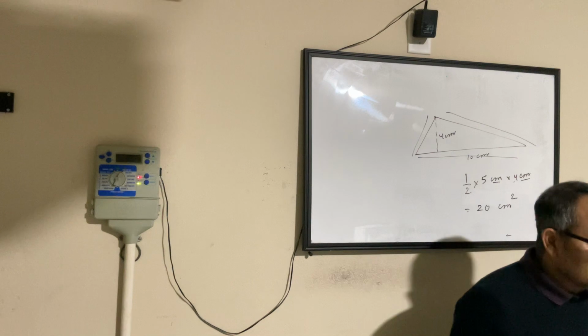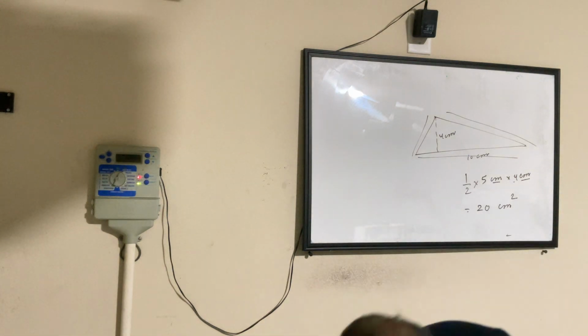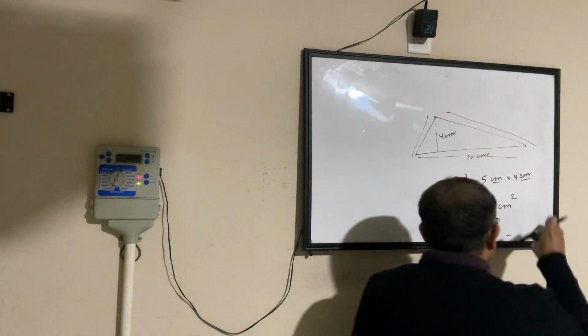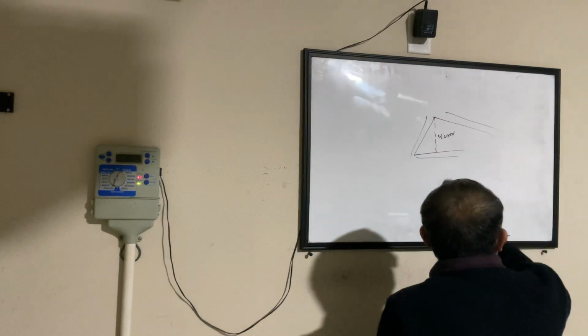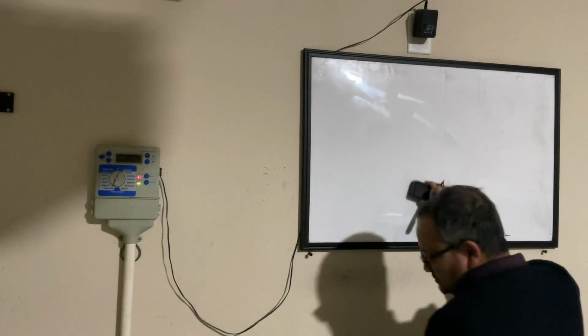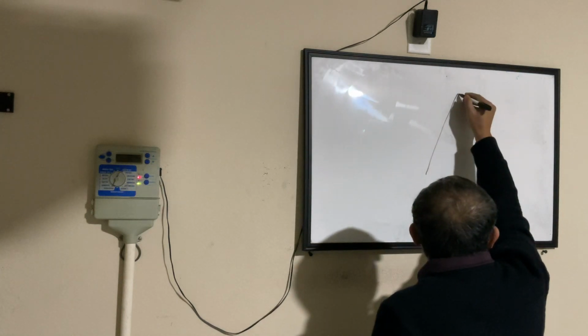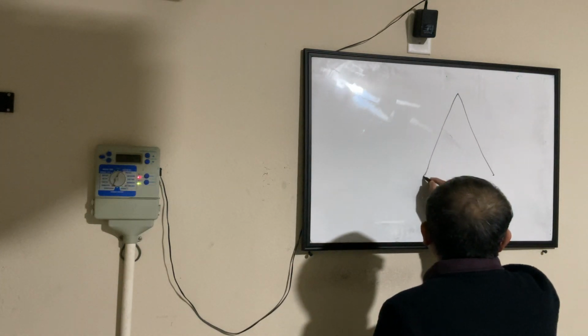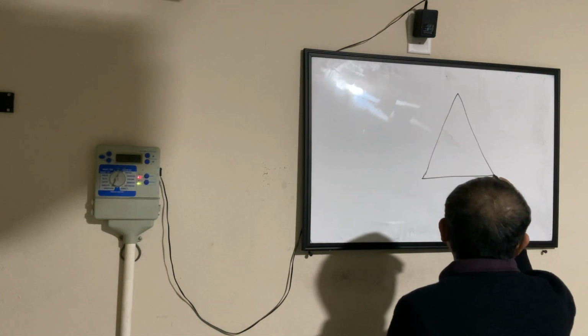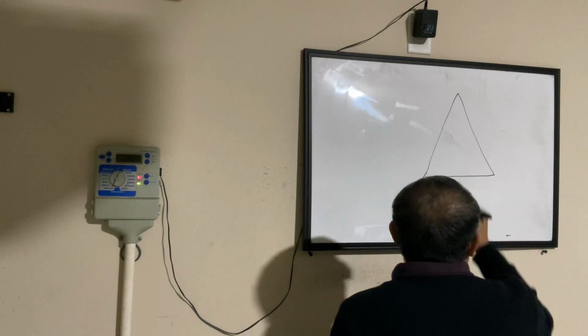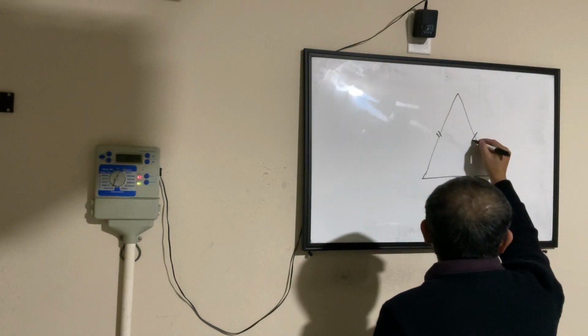Alright, so Aradhya also has joined now. So let's solve one more problem. Okay? I have an isosceles triangle. I'm saying this side and this side are same.